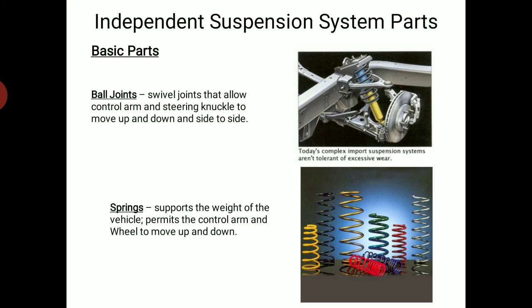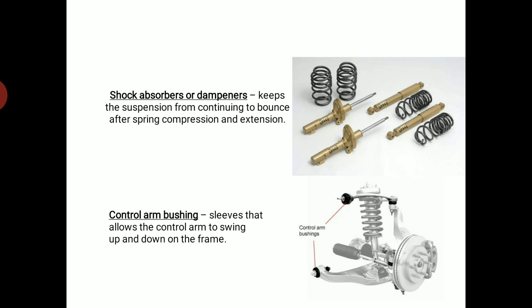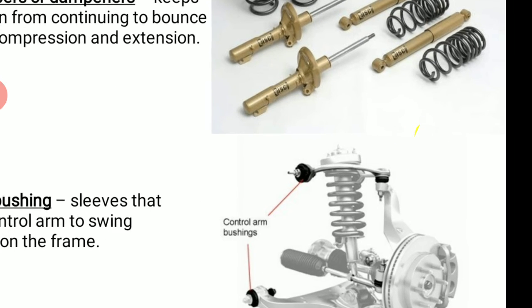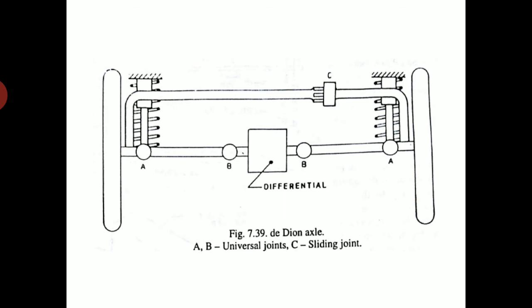So independent suspension system parts, you can see: shock absorbers or dampers, control arm bushing. This is something about the Dion axle. This is also an independent suspension system.